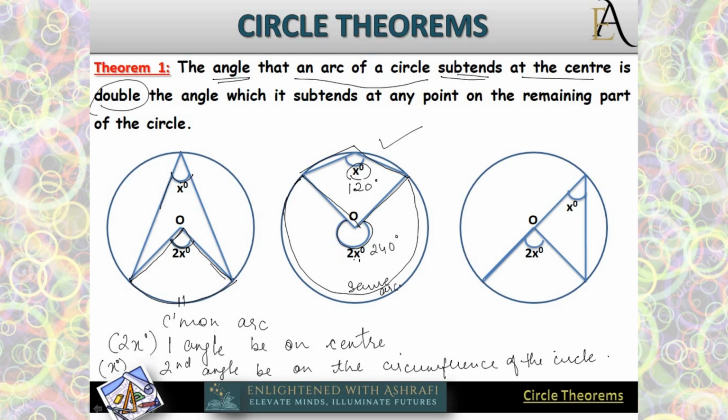Similarly over here, one angle is from the center, the other angle is on the circumference, and they both share the same arc. Therefore, if this is x, this is going to be 2x. So remember, when you're talking about theorem 1, always search for angles which have the same arc. One angle has to be at the center and the other on the circumference of the circle. If this is so, then if the angle here is x, the angle at the center is going to be 2x.